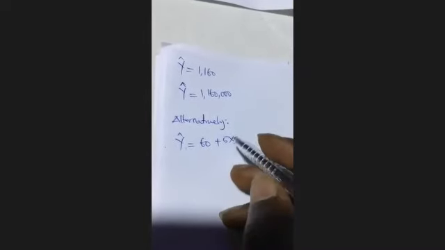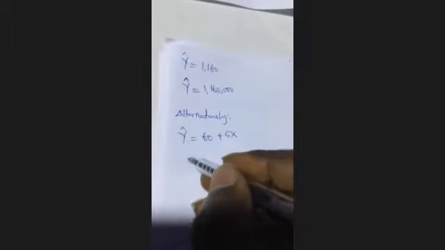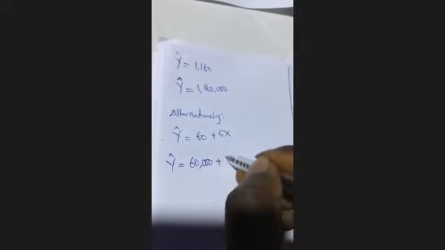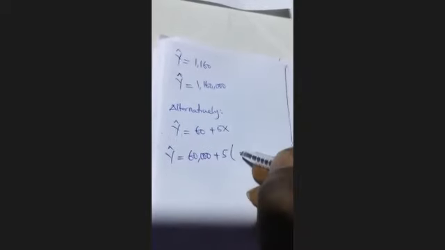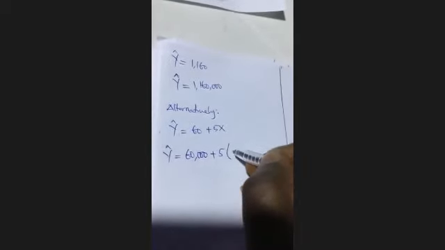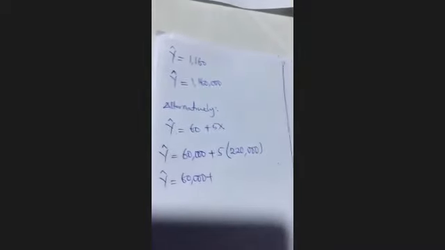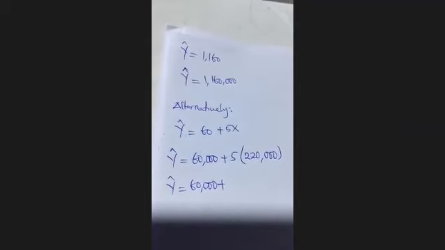Alternatively, we have Y cap equals 60 plus 5x. We're working in thousands. This is Y cap equals 60,000 plus 5 times 220,000. I want to be sure we get the same answer. So Y cap equals 60,000 plus 220,000 multiplied by 5. So it's correct.